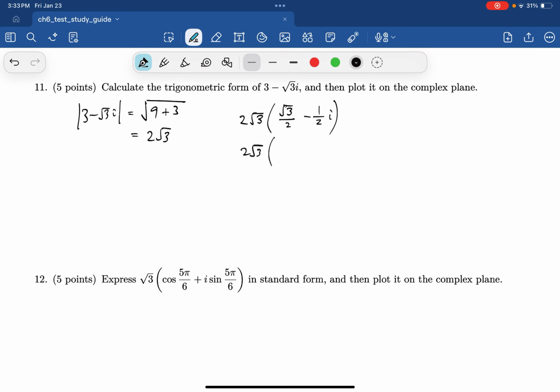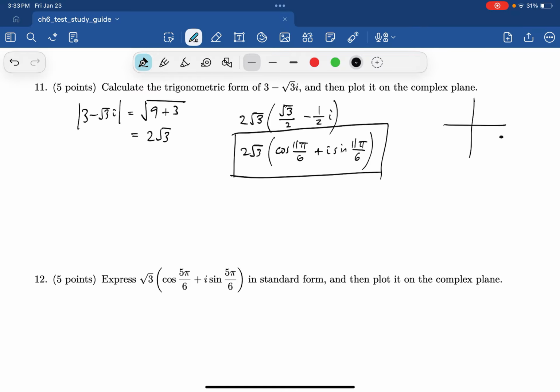Okay, root 3 over 2, comma, negative 1/2. Where is that on the coordinate plane? It's going to be right here, so that's an angle of 11 pi over 6. So this will be our trigonometric form. Make sure that this says plus. So you have to know your unit circle angles very well in order to find this quickly.